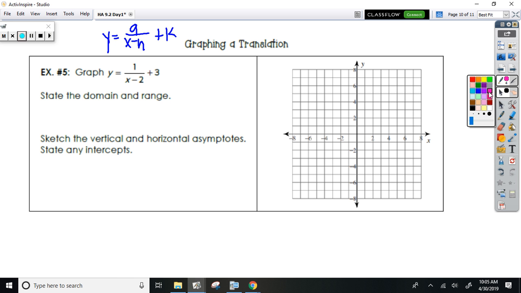And they also tell us about the vertical and horizontal asymptotes. So let's find those first because I like to do those before I graph. What is the equation for the vertical asymptote? X equals h, and the h value was 2. So x equals 2.